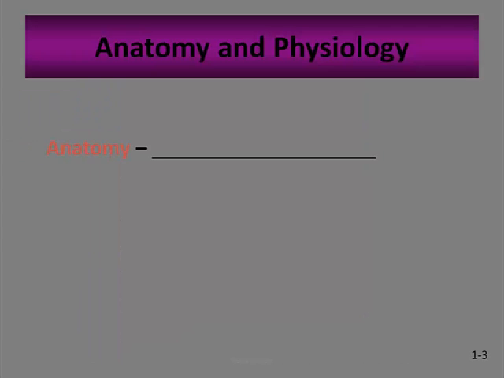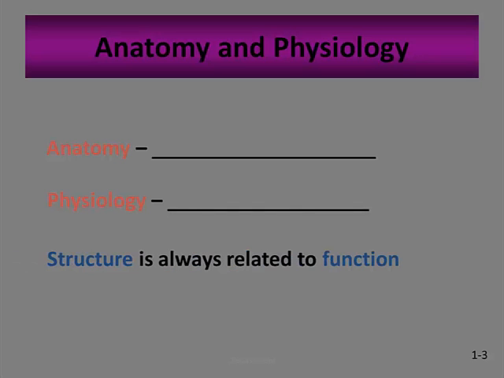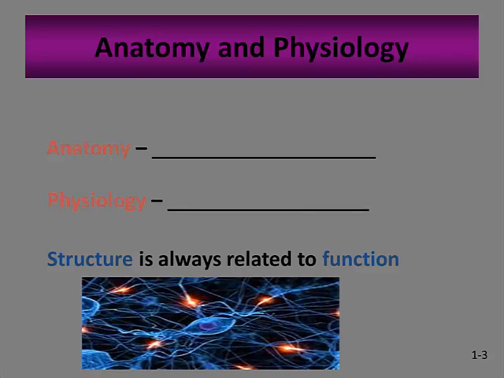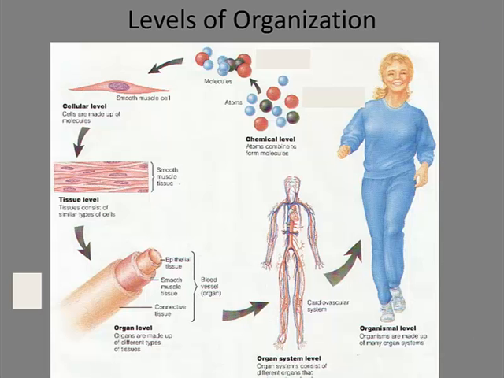So anatomy and physiology, remember, anatomy is specifically the study of the structure, and physiology is the study of the function. And structure is always related to function. The function of your hand is for grasping, picking things up. It would not be able to do that if it wasn't the structure that it is. And the same with nerve cells. Nerve cells are the perfect shape in order to send signals through the body. So their structure allows their function to take place.